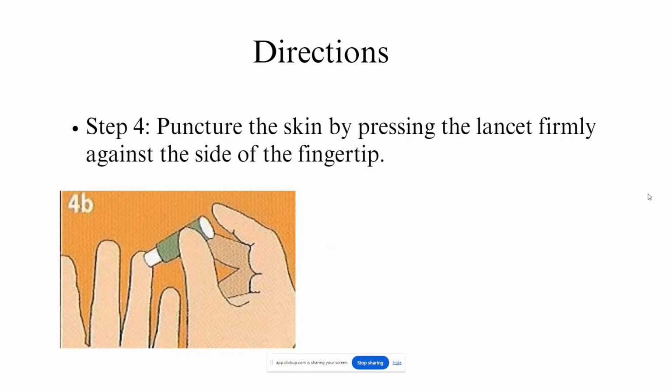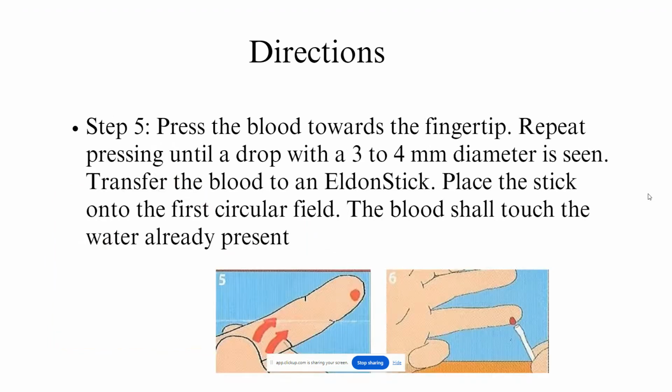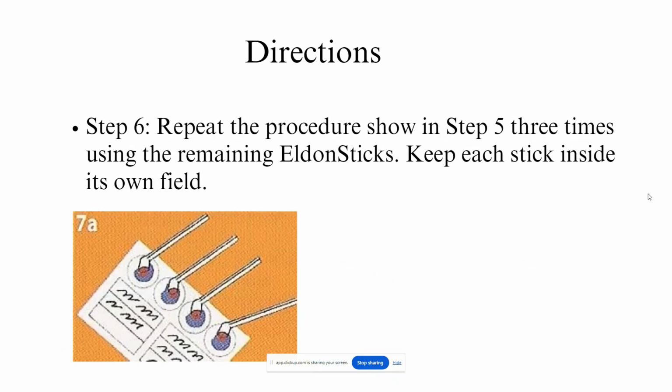We do have automatic lancets. There are manual available if you want, but you want to puncture your skin by pressing the lancet firmly against the side of the fingertip. If you're dehydrated, you may not get that much blood. And then you're going to take something called an Eldon stick, which is just kind of a weird little stick with a flat end, and you're going to put a drop of blood separately on 4 different Eldon sticks. And then place those Eldon sticks separately on top of the drops of water in the circles.